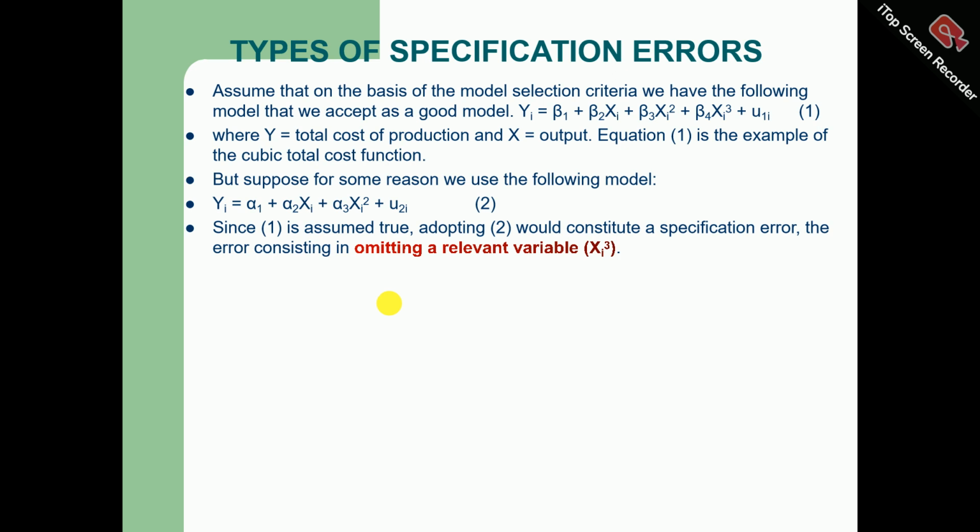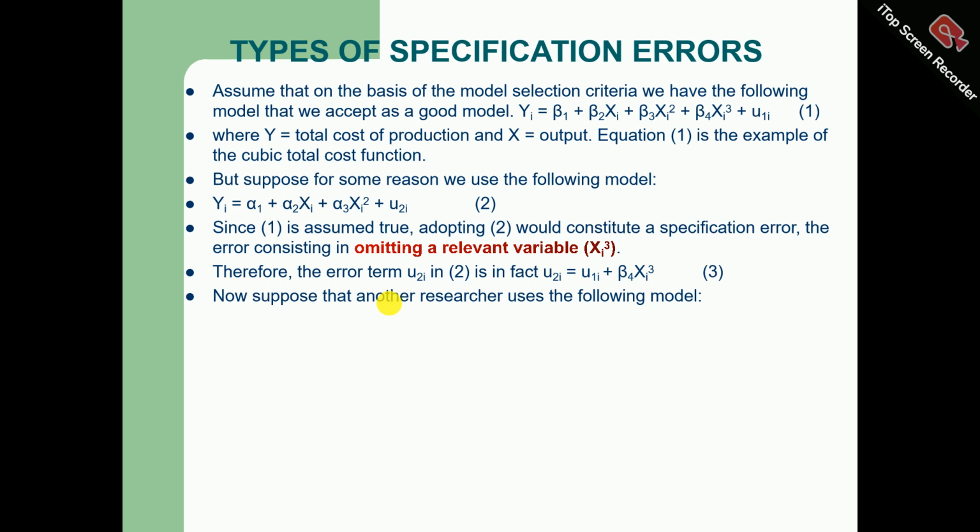Since model 1 or equation 1 is assumed to be true, if you adopt equation 2, then it would constitute a specification error, because we are omitting an important variable, xi cubed. This kind of specification error is known as omission of a relevant variable. Therefore, the error term u2i in equation 2 is equal to u1i plus b4 xi cubed.